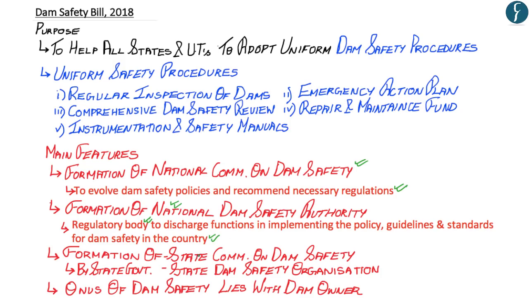And in similar terms, there would also be a formation of a State Committee on Dam Safety and a State Dam Safety Organization. However, both of these would be formed by the state government. And lastly, the main feature of the Dam Safety Bill of 2018 is that the onus of dam safety lies with the dam owner. Now you have to understand that the Dam Safety Bill of 2018 has been approved by the Union Cabinet and is to be introduced in the Parliament of India.